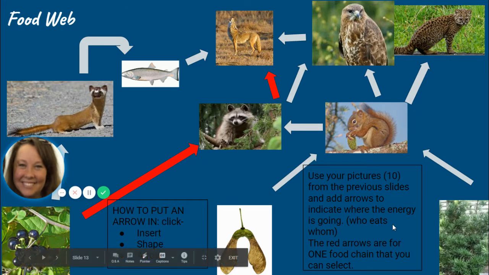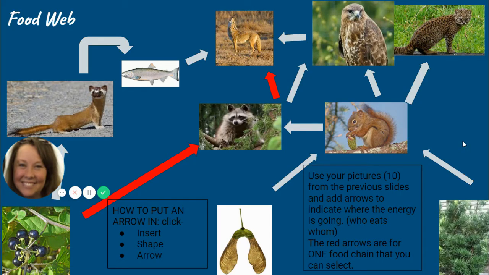So you've got producers down here, and then whoever eats them goes in the next level, and whoever eats them goes in the next level. And so make sure arrows are attached to everybody, at least one arrow, and usually multiple. There are directions on how to put an arrow in. You click insert and then shape and then arrow.